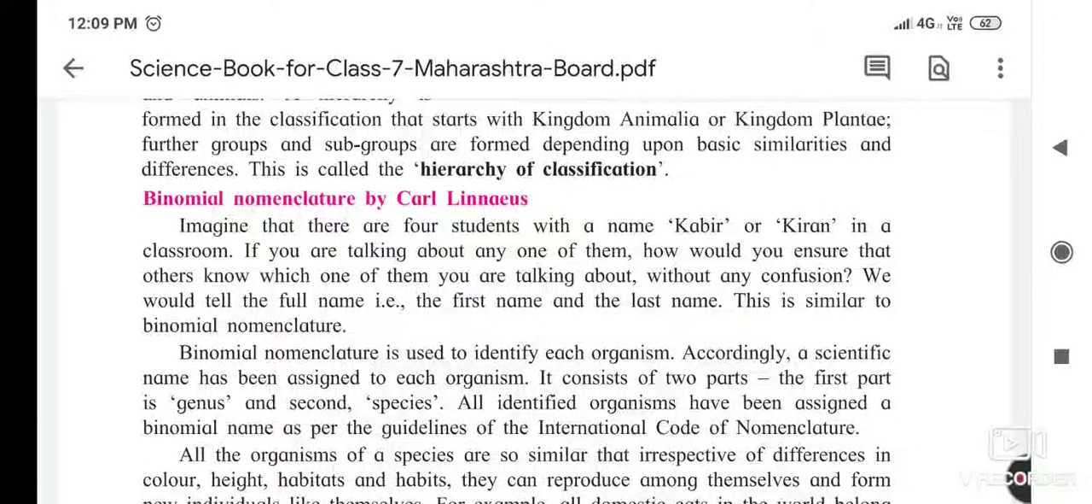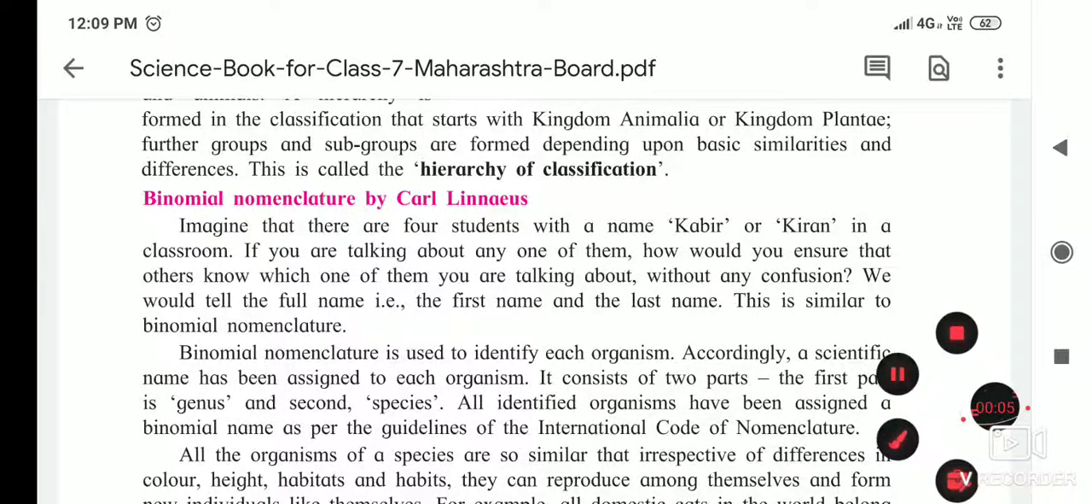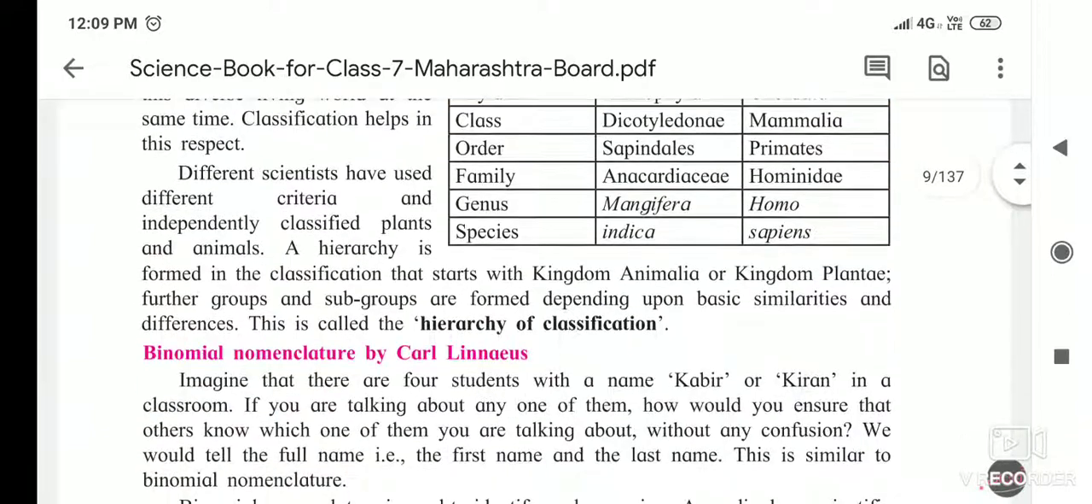Children, continuing with adaptations of living things and classification. We will see today the binomial nomenclature by Carl Linnaeus.